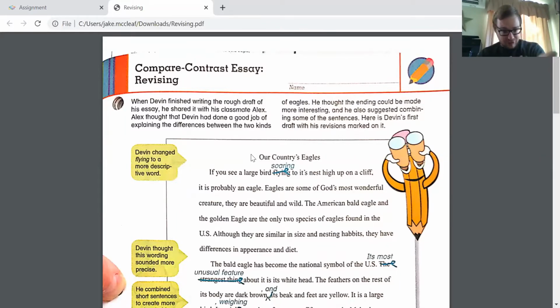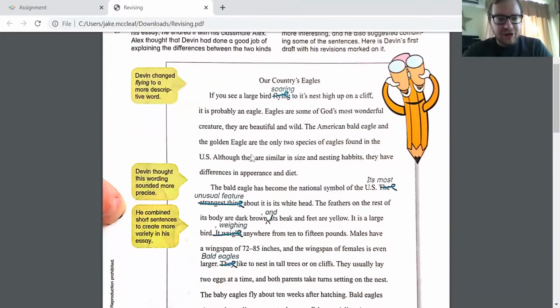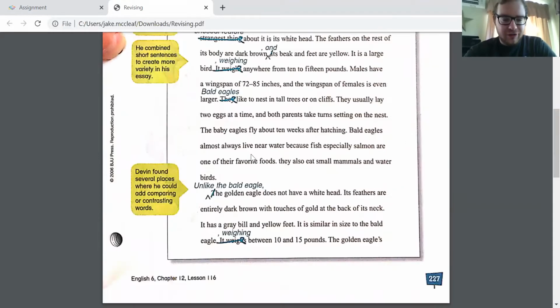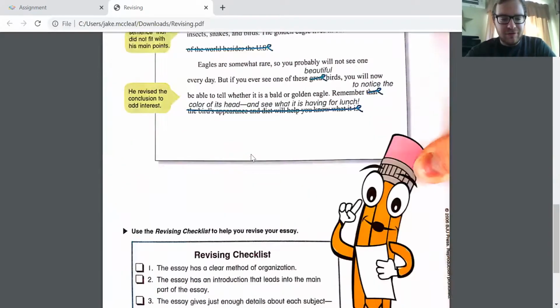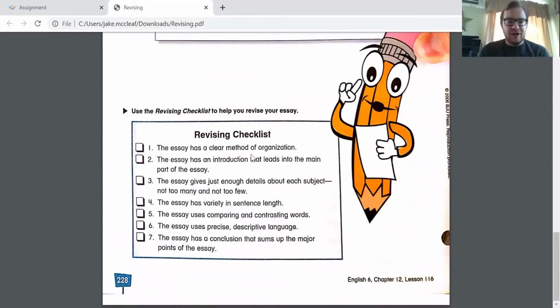Revising, here's how it works. He goes through, so this is the example essay we have called Our Country's Eagles. He goes through and he makes marks to edit it. So you can scroll through, you can read through it, look at the different marks, that document's up there for you. But here's the big thing that I want you to focus on. This revising checklist is the big thing that I want you to focus on, all the way at the bottom of the second page. It says, use the revising checklist to help you revise your essay. That's exactly what you're going to do.